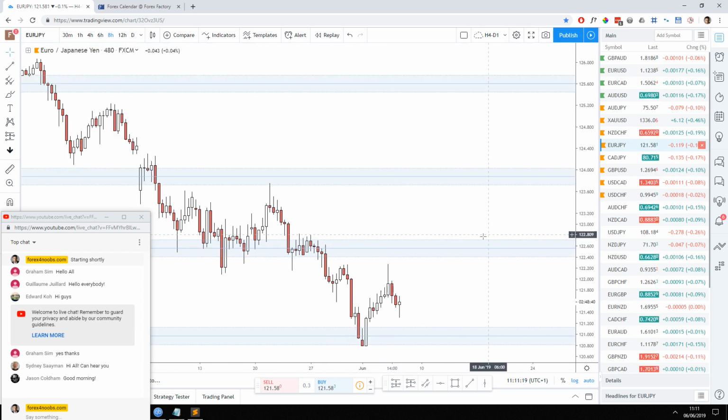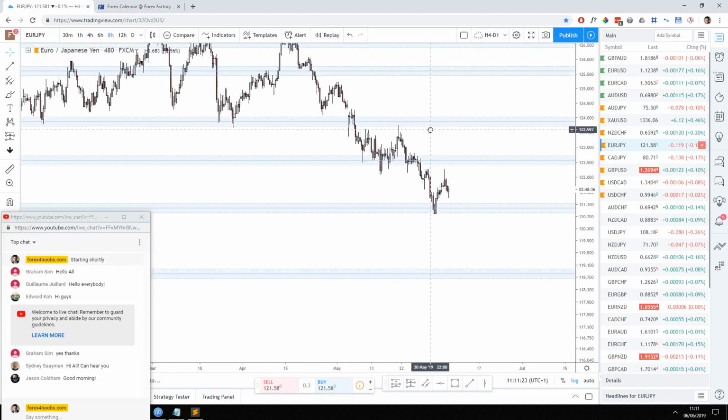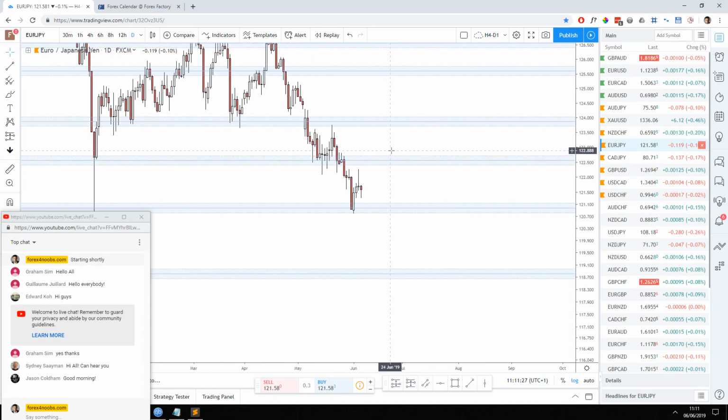Euro JPY. Oh yeah, I was looking for a spike back up to resistance. It never quite made it. It got close, but then it fell back down. So this one's not happening for now.